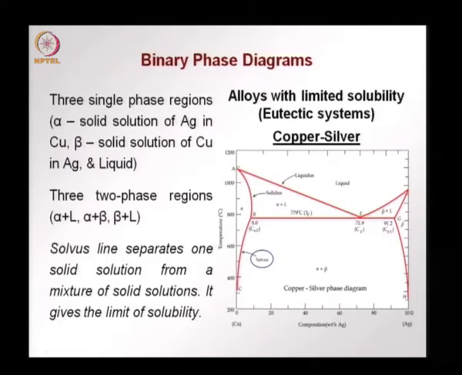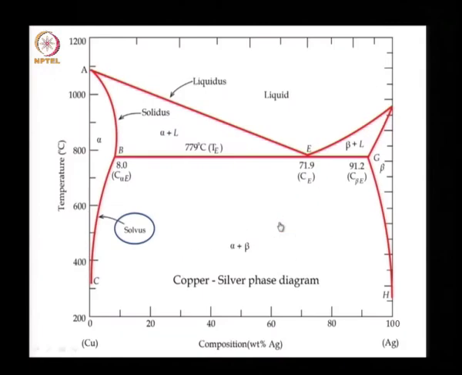We can also have alloys with limited solubility. These are called eutectic systems, like in the case of copper and silver. And here we have three single phase regions. We have the liquid phase here over this region. We have an alpha solid phase over this region, a beta solid phase here within this region.